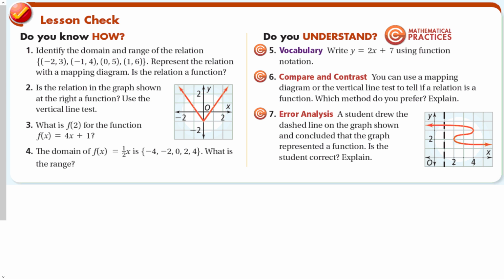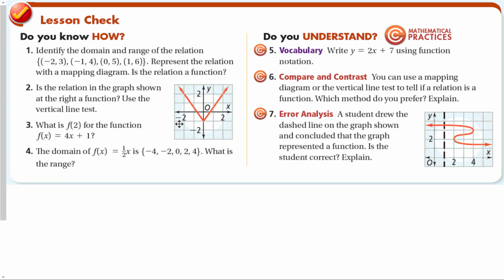Our lesson check is identify the domain and the range of the relation. So we have my domain, -2, -1, 0, 1, and my range 3, 4, 5, 6. Represent the relation with the mapping diagram. And is this a function? Yes, this is a function. Is the relation in the graph shown at the right a function? Yes, it is, because it passes the vertical line test. And in fact, it is an absolute value function.